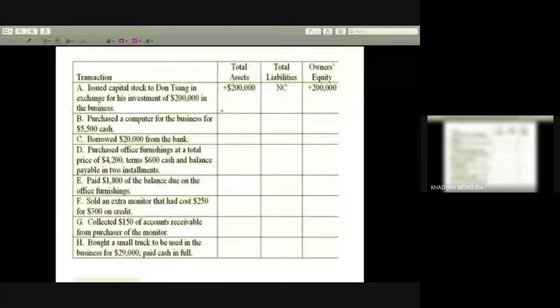Okay. And then you borrowed 20,000 from the bank. So now your asset increased by 20,000. Your liabilities also increased by 20,000. Owner's equity, no change. You clear?